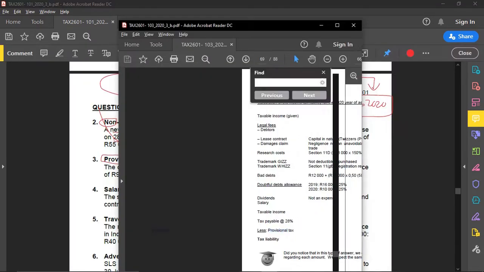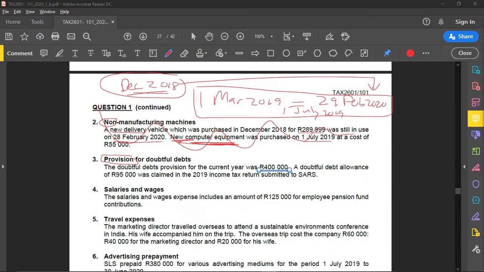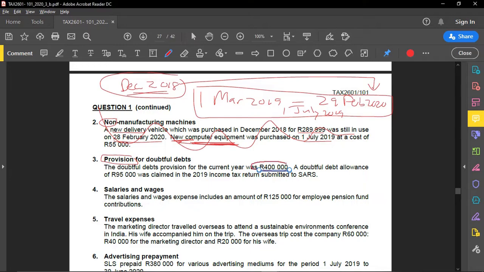It's always nice to reference your content so you can practice applying the theory as best as you can. Hopefully that clears that matter up and you can just apply it as is. Doubtful debts provision for the current year, 400,000.